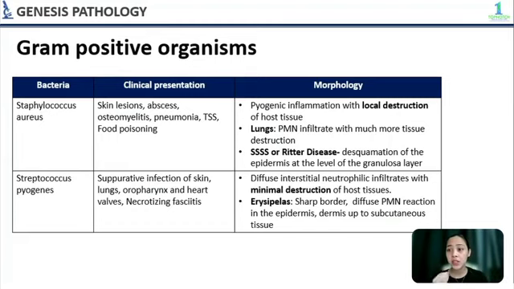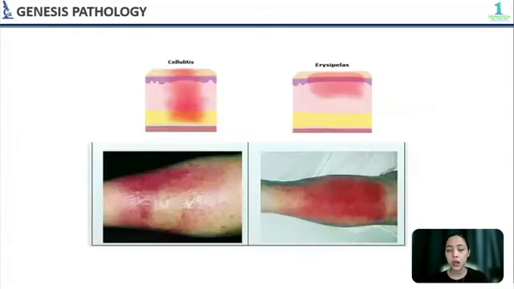Your streptococcus also causes pyogenic infection. Its skin infections are similar to Staph aureus. However, the tissue destruction here is minimal compared to Staph aureus. One example of the skin infection is erysipelas. It has a sharp border, okay? And it's more superficial compared to cellulitis. I just want to emphasize, cellulitis is a deeper infection, and the borders are not well-demarcated compared to erysipelas.